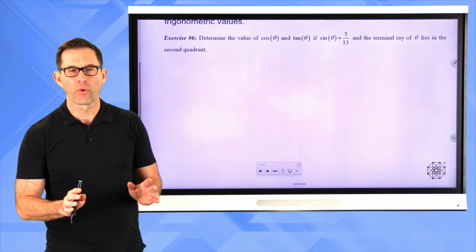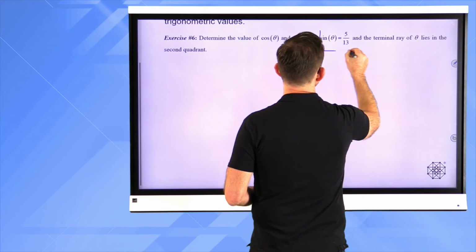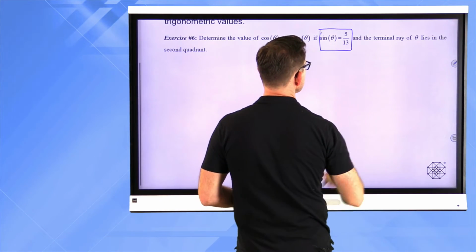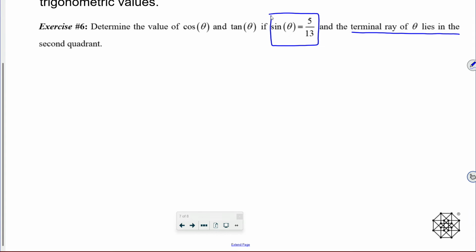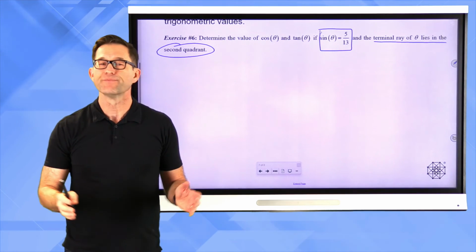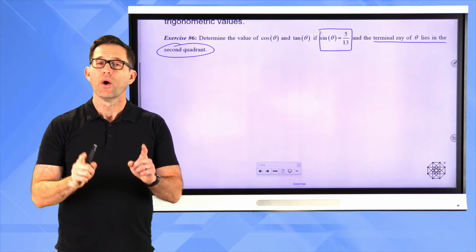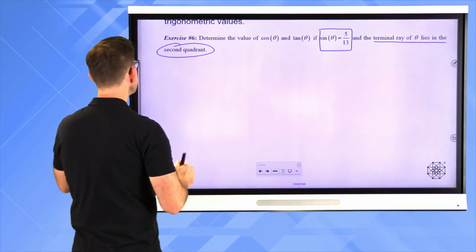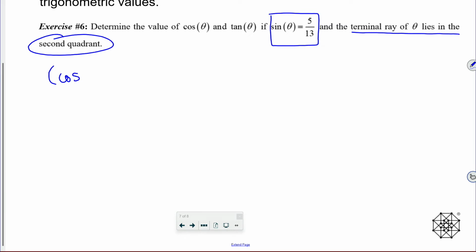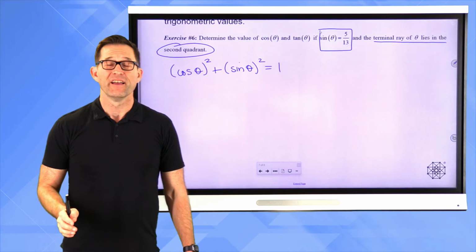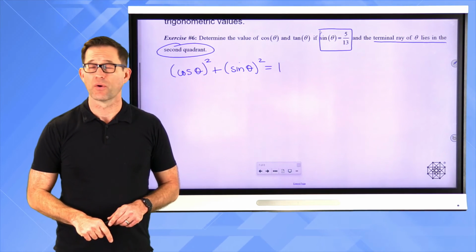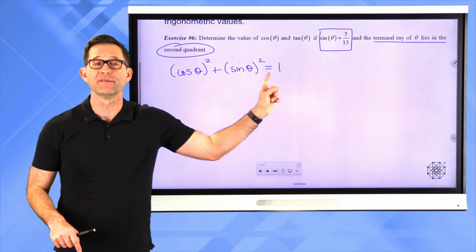All right, so 2 important pieces of information here. One of which is that sine of theta is 5/13, and the second one is that the terminal ray of theta lies in the second quadrant. Okay, very, very key here. Okay, so how are we going to do this? Well, one thing that we know is something that we haven't seen for a little while, but you played around with this on your homework a few times, is that the cosine of theta squared plus the sine of theta squared is equal to 1. That's known as the Pythagorean identity. It's also simply the equation of the unit circle, right? x squared plus y squared is equal to 1.